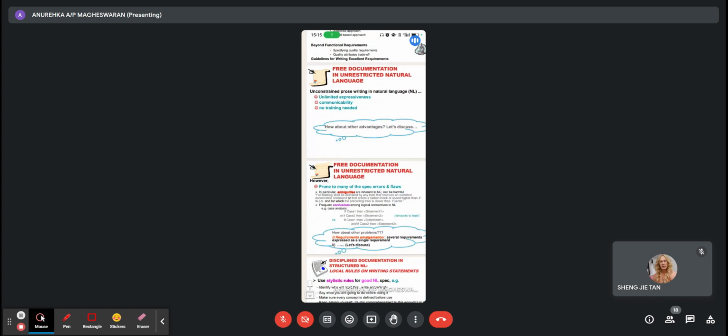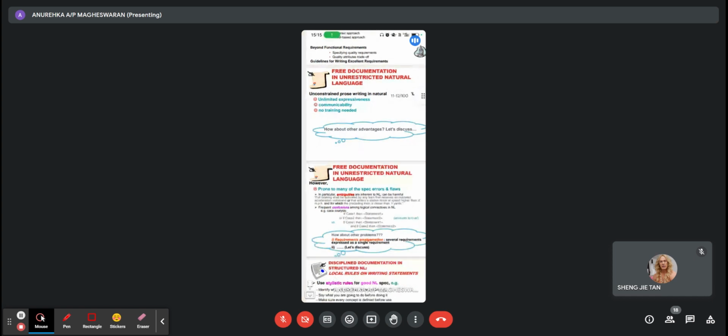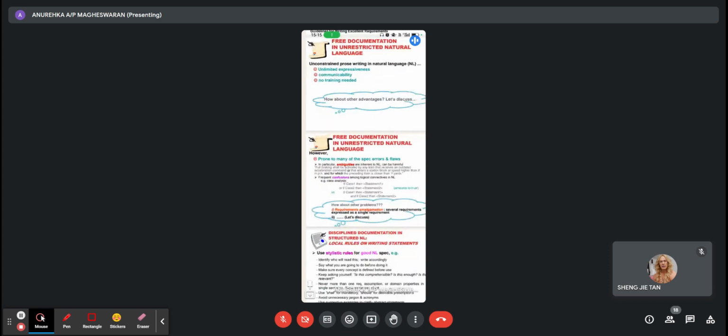But here in unrestricted natural language, you can express your requirement in your own way. There are no rules, no format. So there is unlimited expressiveness, you can use any words. There is not even any restriction in word choice. And then communicability. Of course everyone can understand. When you are using a language which everyone is able to understand, it is easy to communicate, right? And no training needed. You know why? When we provide training, we try to explain in the easiest way so our users can understand. So here, when you write the requirement in such a way, everyone can understand. So there's no training needed.